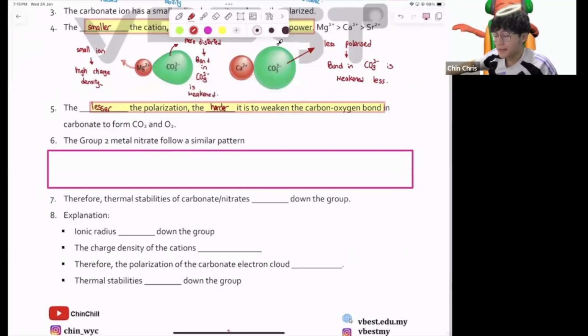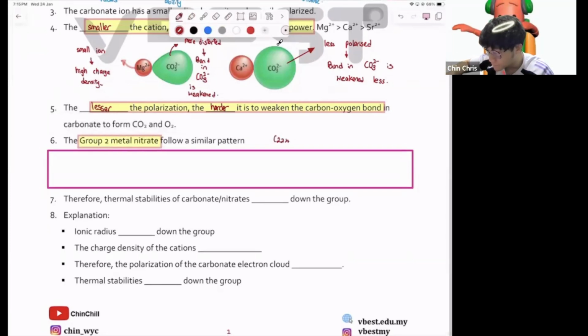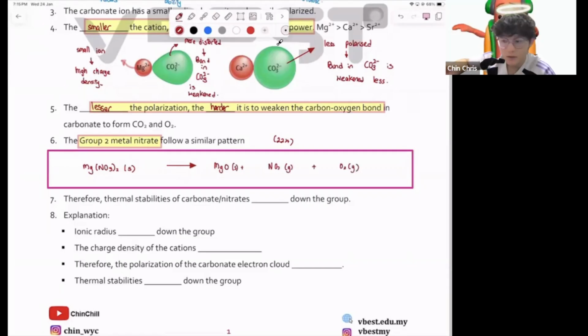Alright guys, the group 2 metal nitrates follow a similar pattern. For group 2 nitrates, when they decompose, it's always 2, 2, 4. You should remember your 2, 2, 4 equation. If I have a group 2 example, magnesium nitrate, when it decomposes, it forms magnesium oxide, nitrogen dioxide, states in blue, and oxygen gas. So balance the equation: 2, 2, 4. Done. Please write it down.